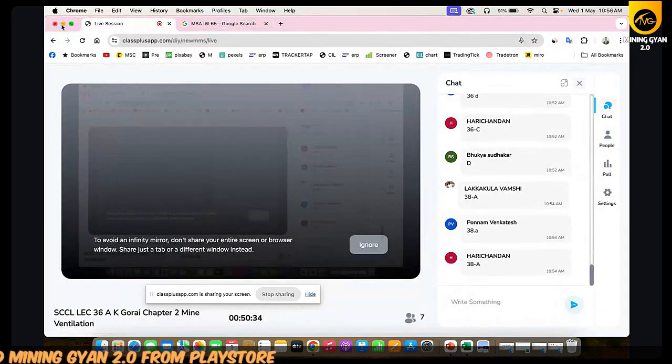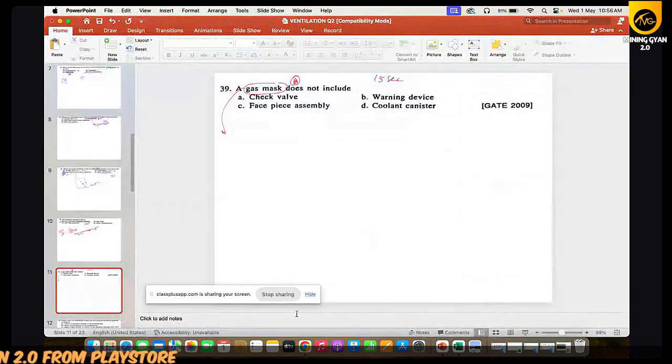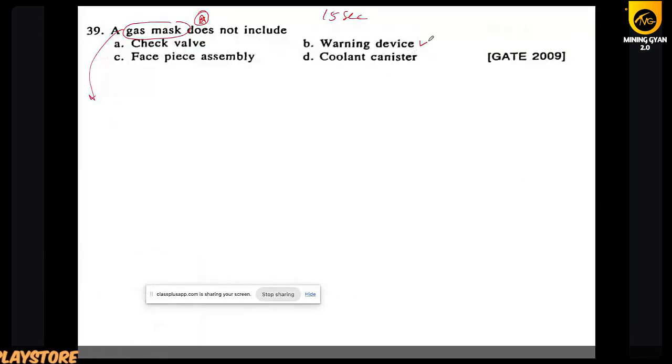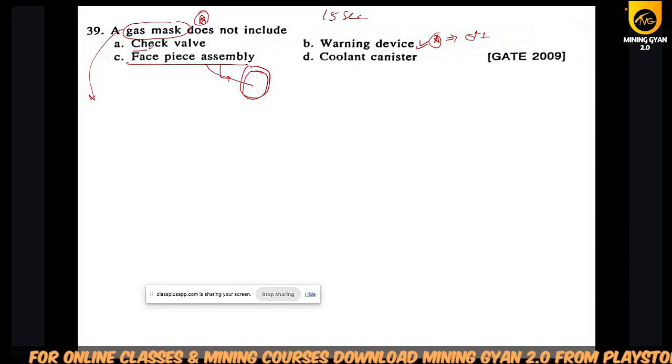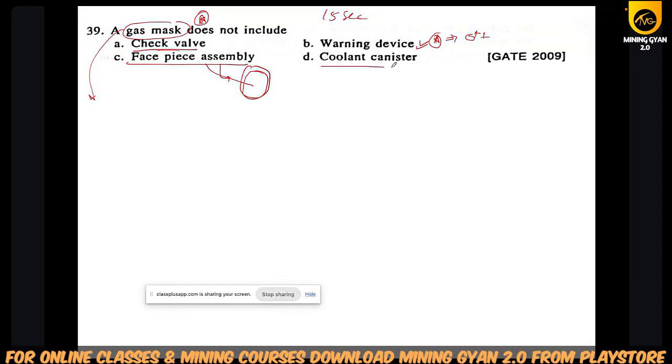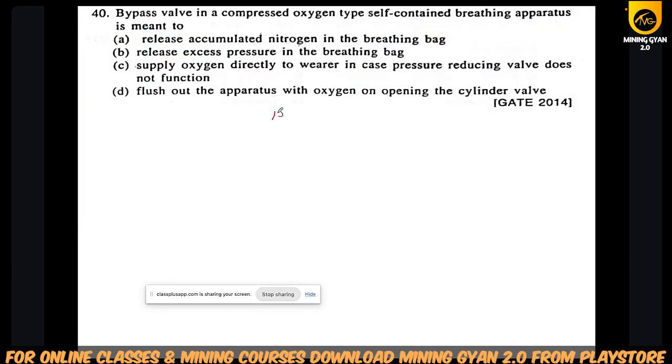38A. Look, what all is there in a gas mask. Gas mask has a warning device, so it warns us if the particular level of range is breached. Face piece assembly. I show you. You use it on the face and you cover. So face piece assembly. And you also have a checking valve. But you do not have a coolant canister. You don't have a coolant canister for the gas mask. Okay, you have 15 seconds.